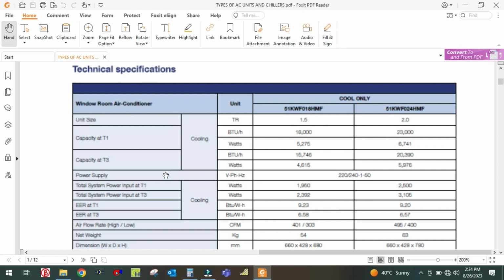And the power supply requirement is voltage, phase and hertz frequency. So 220 to 240 volt, single phase and 50 hertz is required for this window AC.